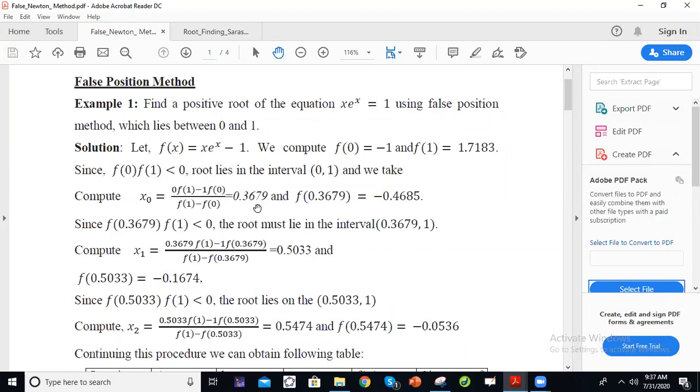We find f of 0.3679, like f of x naught. If f of x naught equals 0, x naught is our required root. But here f of x naught is not equal to 0; f of x naught equals minus 0.4685. Everyone see, this x naught is not a root, so again we need to find the root. What is new a and b? Be careful.